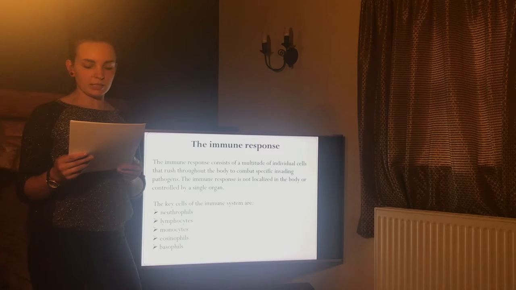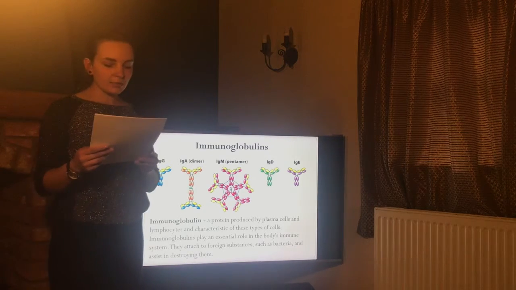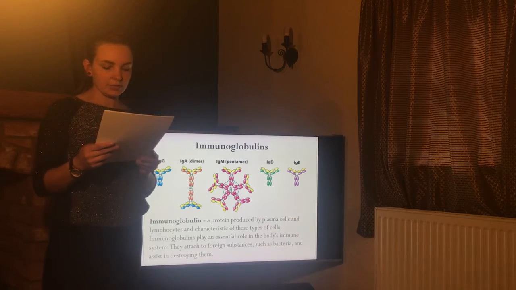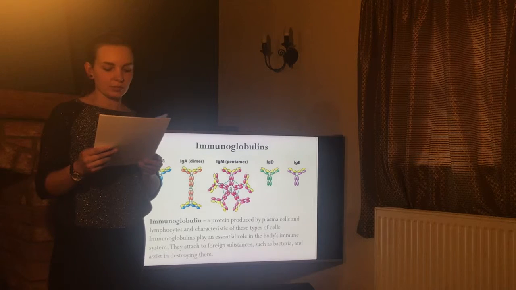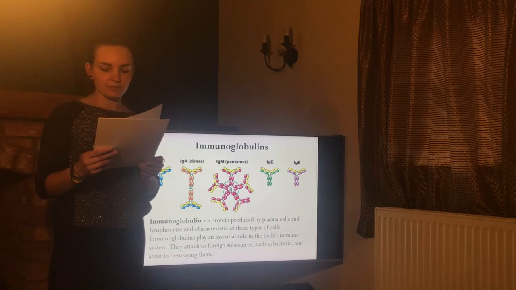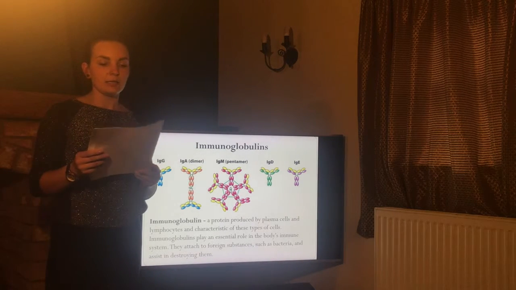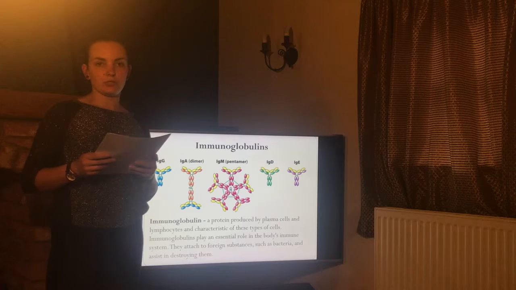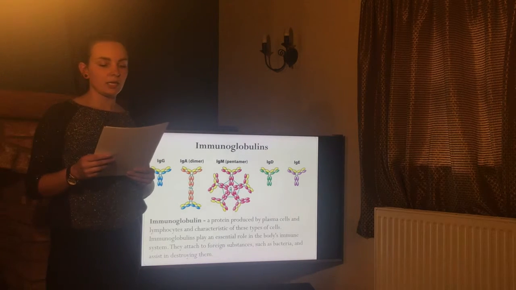This leads me to my next point, immunoglobulins. The terms antibodies and immunoglobulins mean slightly different things, but they are often referred to interchangeably. Antibodies are proteins that are bound to antigens. The typical immunoglobulin is made up of 4 chains and is arranged in a Y-shaped configuration. There are different types of immunoglobulins with various roles.